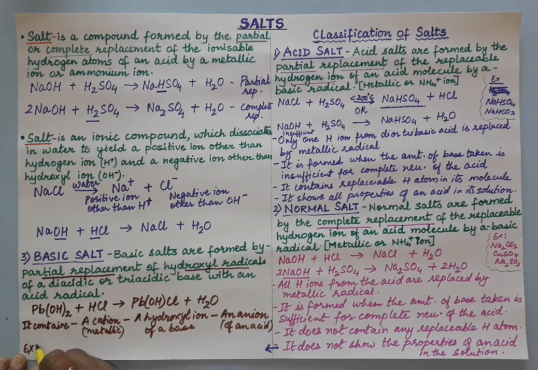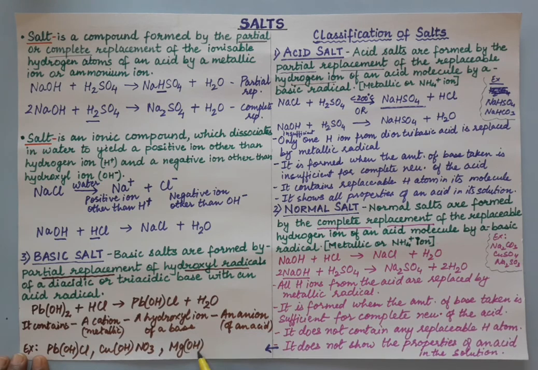So the examples here are PbOHCl, CuOHNO3, which is formed by cupric hydroxide, a diacidic base, and MgOHCl. We call these basic lead chloride, basic cupric nitrate, and basic magnesium chloride. These are the names of these compounds.